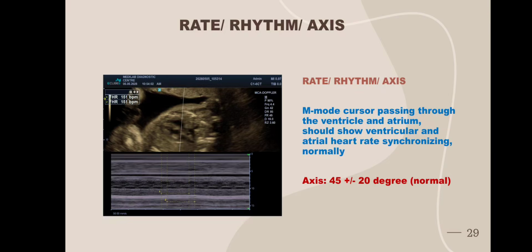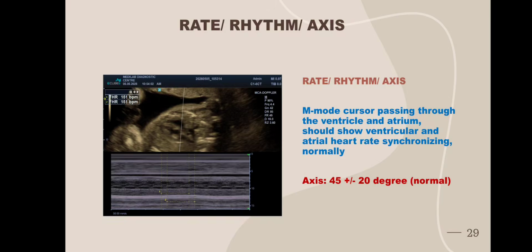Rate, rhythm and axis all should be determined clearly. See, the M-mode cursor is passing through the ventricle and atrium, and ventricular rate and atrial rate both should be synchronizing in normal heart rhythm, and axis should be within 45 plus minus 20 degrees.